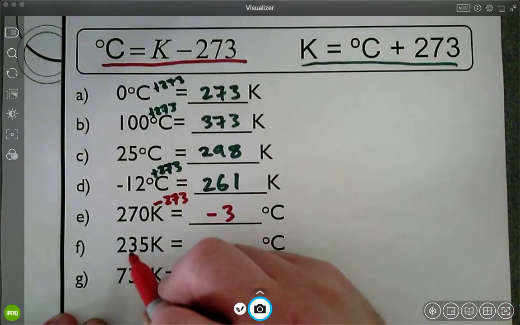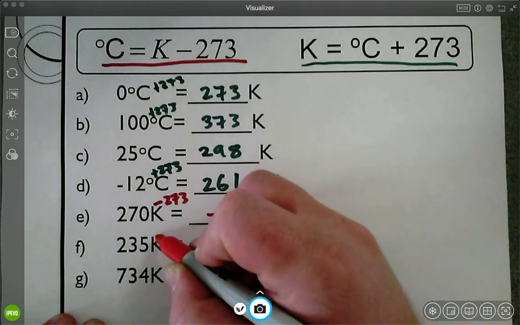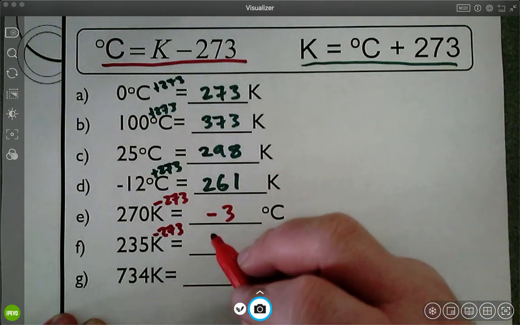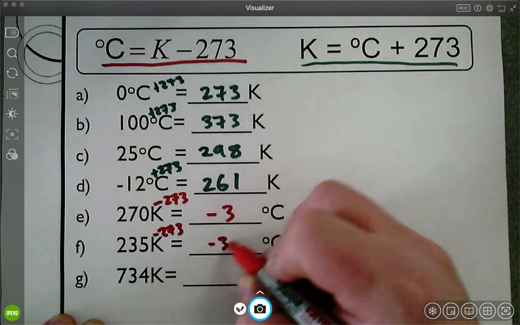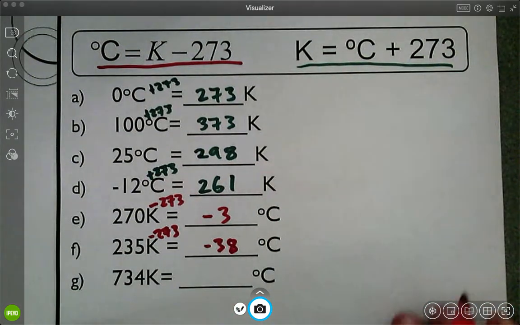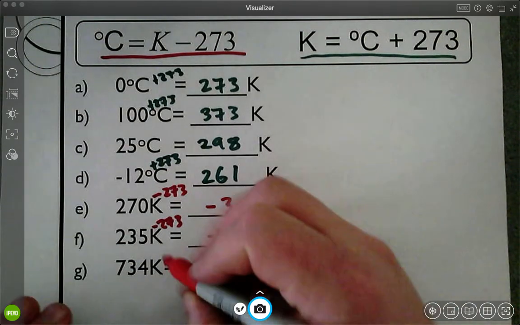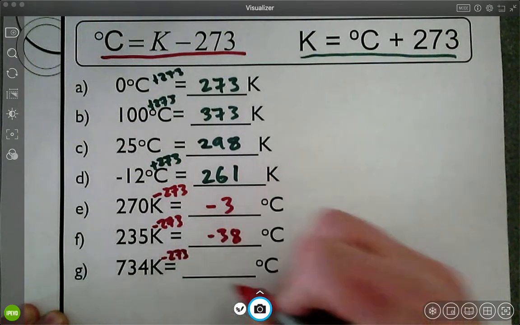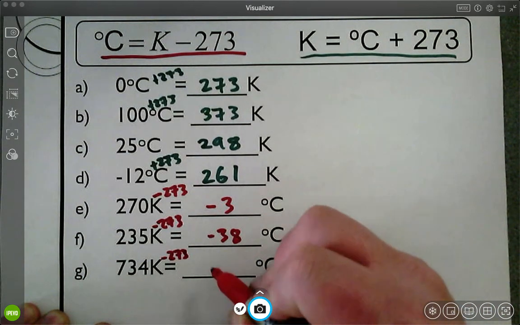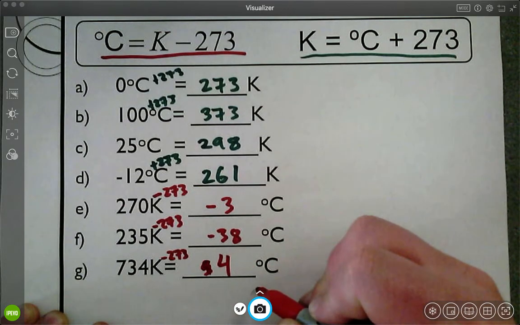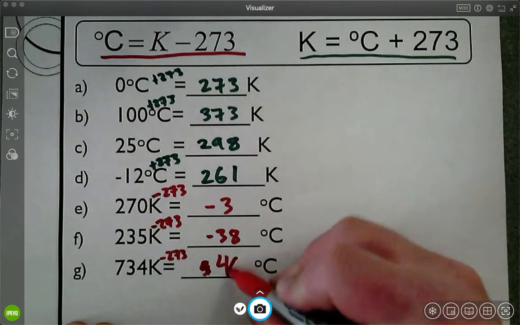So 235 minus 273 is negative 38 degrees Celsius. Okay, go ahead and try this last one here. 734 degrees Kelvin. So if we subtract 273, we would get 461.